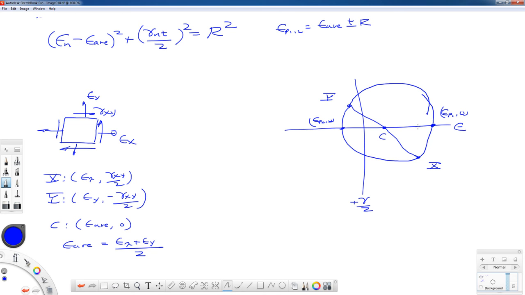Okay, the way that we can find the radius is by dropping a perpendicular line down. Knowing this distance is the gamma over 2 distance, and knowing this distance right here, which would be epsilon x minus epsilon average. Epsilon x would be the distance from the origin to this point. Epsilon average would be the distance from the origin to the center of the circle. And so our r squared would be equal to d squared plus that h squared. So we can find our radius that way.